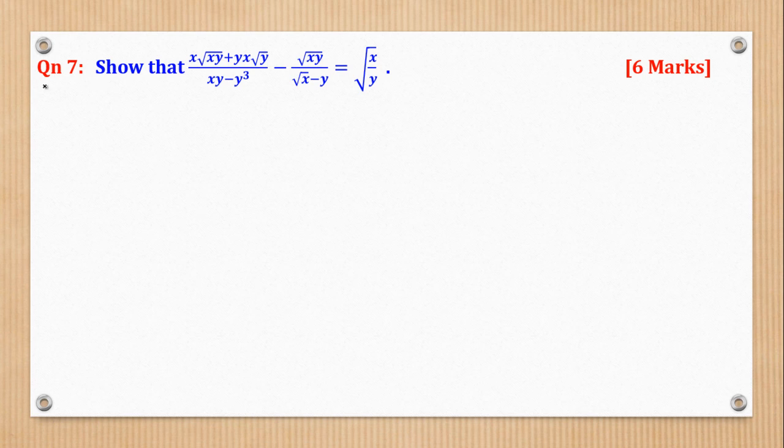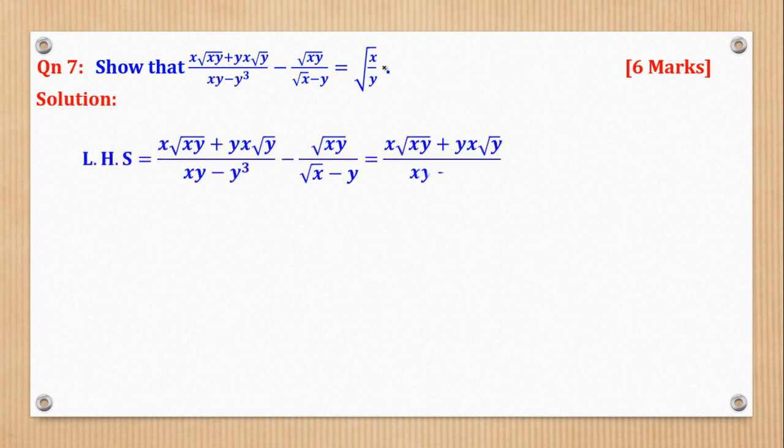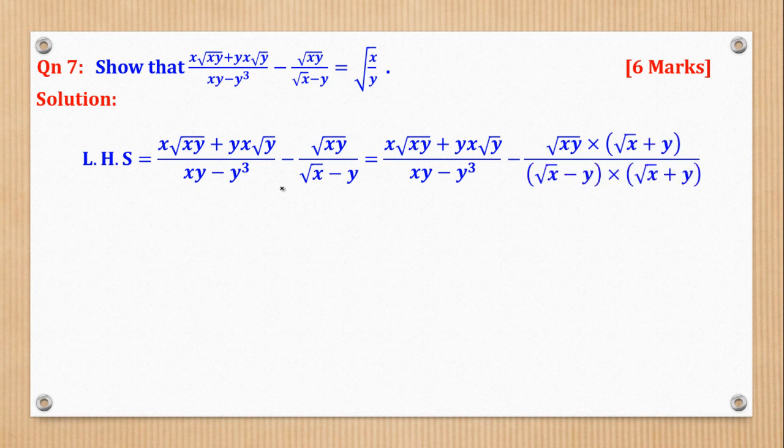Then question 7 says, show that this minus this is equal to this. So first of all, we are going to remember here there is no surd, which is okay, but here the denominator has a surd. So the first thing to do is to rationalize. So multiply by this, both numerator and denominator. Then you try to expand it.